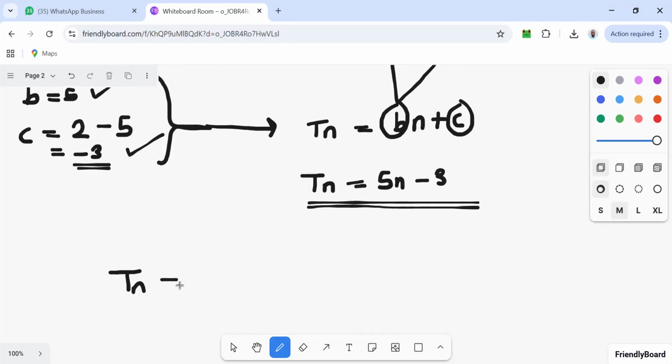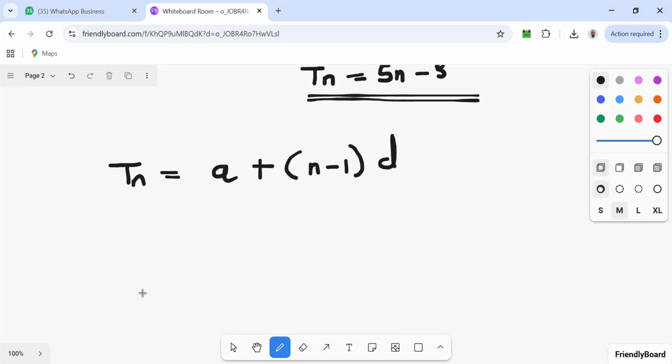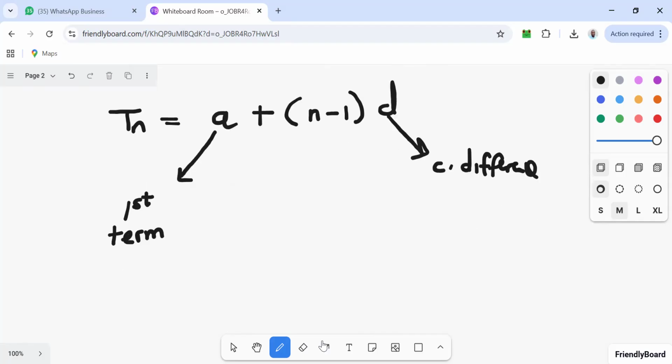While we're still here, there's another concept that we can apply to find the nth term, which is Tn is equal to A plus, open bracket, n minus 1, close bracket, then D. This is another concept that you can also use, whereby A is our first term and D is our constant difference.